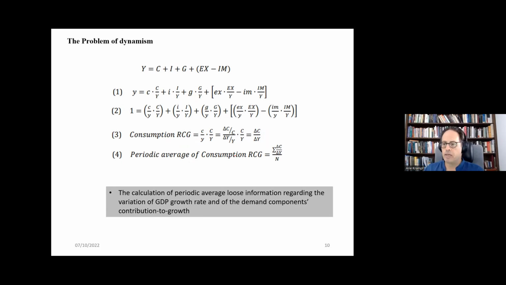The third problem is more philosophical, I would say, but this is the problem of dynamism. When we calculate the periodic average of relative contribution to growth, what we are calculating is a point that represents some kind of average, but we lose a lot of information regarding the distribution of the point, what happened when GDP growth rate changes. So this is why this indicator is static, and it doesn't answer the question of what happens if GDP growth rate increases or decreases.